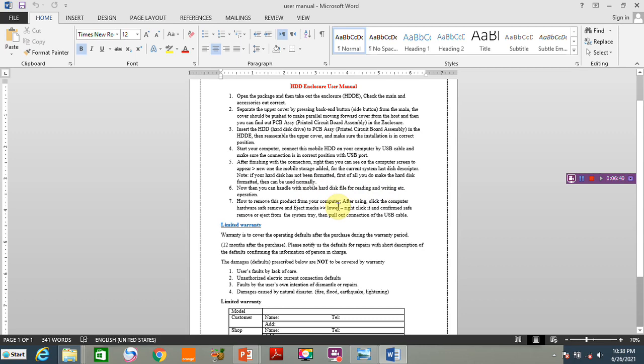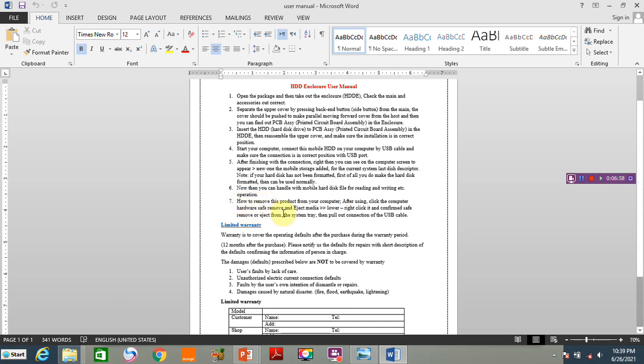Operation. That means that at this moment we can now be able to transfer files from our computer to our hard disk, or from our hard disk to our computer, vice versa, reading and writing. So we can be able now to transfer files between our computer and our external. Then how to remove it?